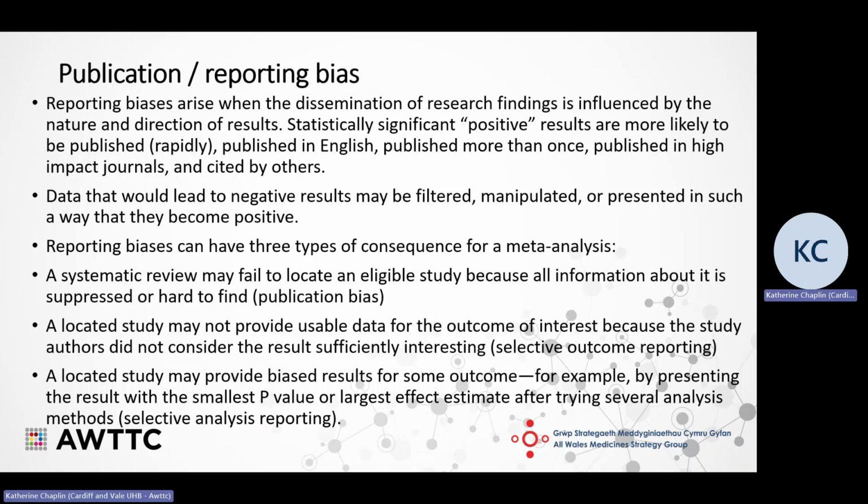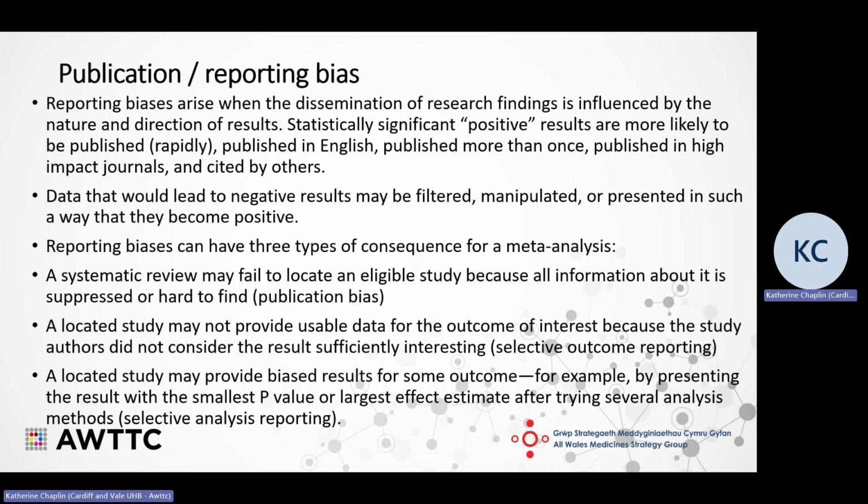The systematic review may fail to locate an eligible study because all information about it is suppressed or hard to find. A located study may not provide usable data for the outcome of interest because the study authors did not consider the result sufficiently interesting. A located study may provide biased results for some outcomes, for example, by presenting the results with the smallest p-value or the largest effect estimate after trying several analysis methods.